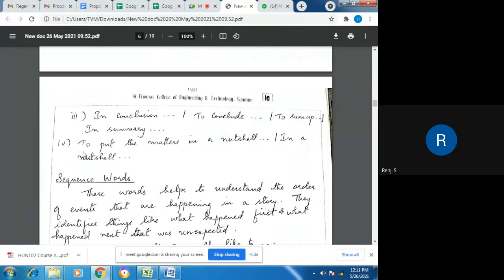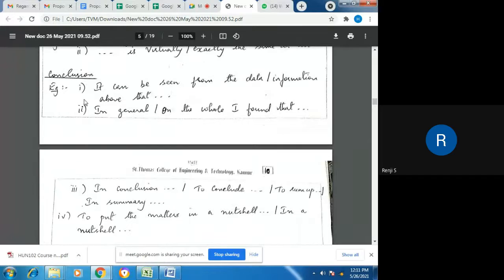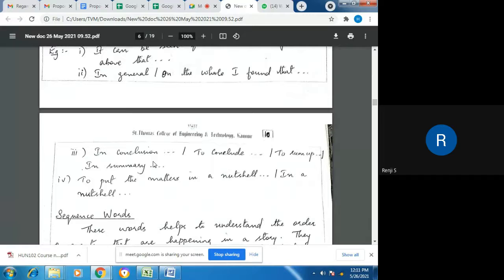Or you can say to put the matters in a nutshell, that is, in a summary. Putting matters in a nutshell means to summarize. So you can use this sentence more beautifully to conclude. Or you can say in a nutshell, that is as a summary, we can conclude that the report is stating so and so. So these are some of the sentences that you can use to begin your conclusion. I hope you could understand what I was saying.